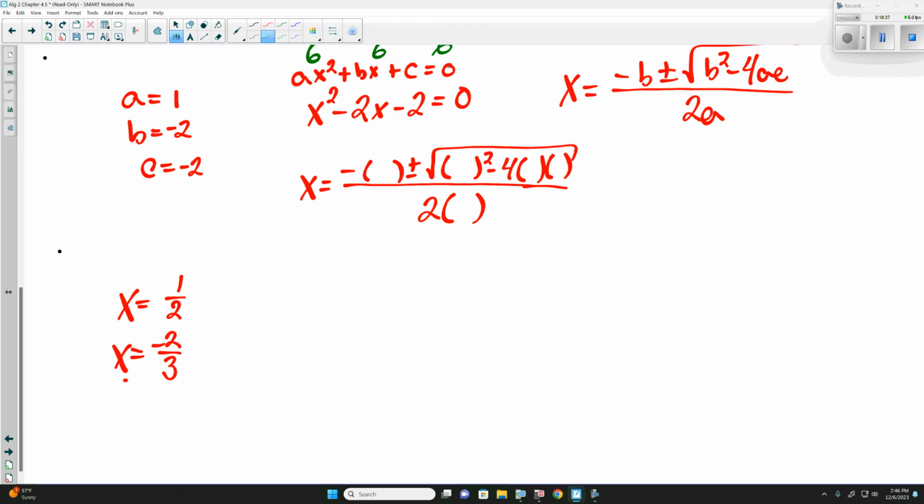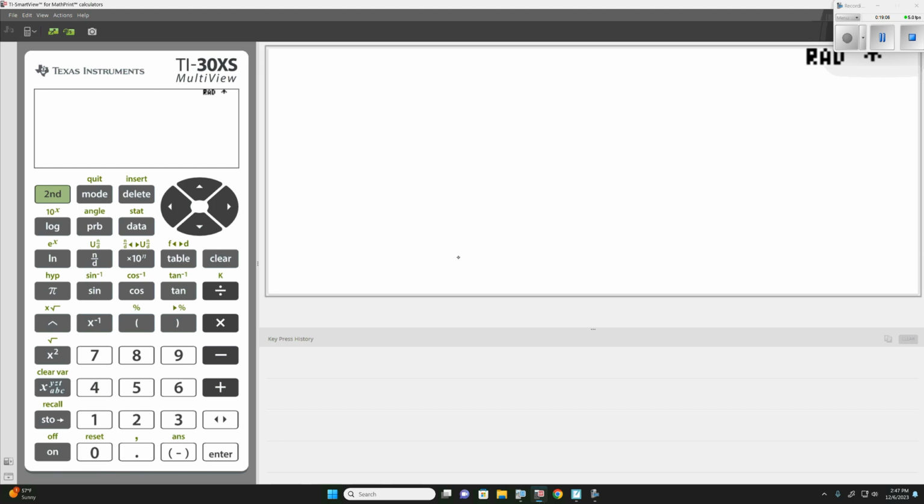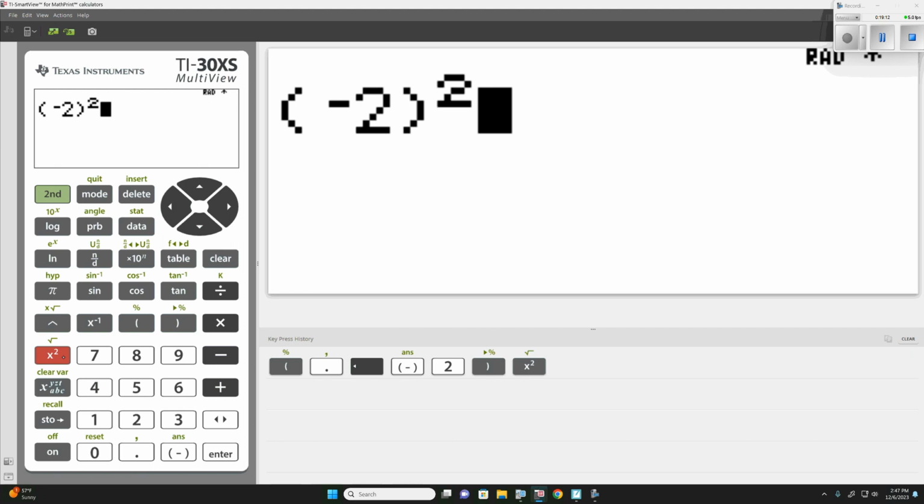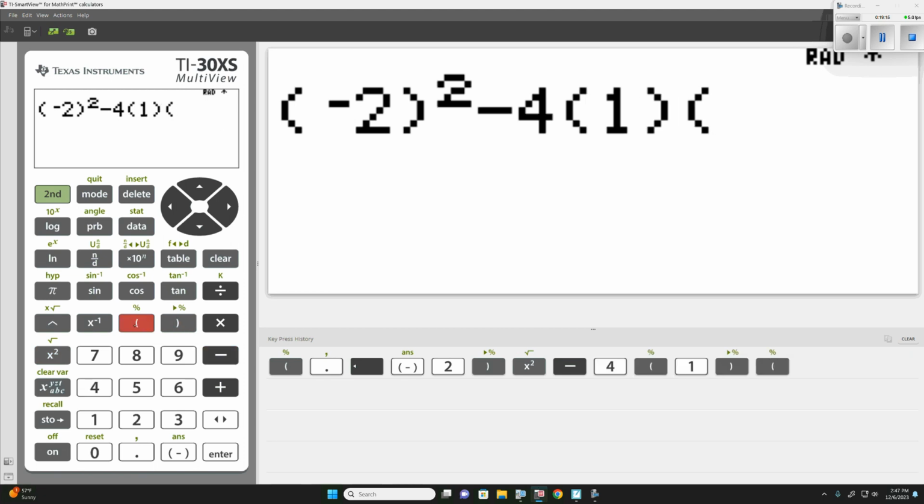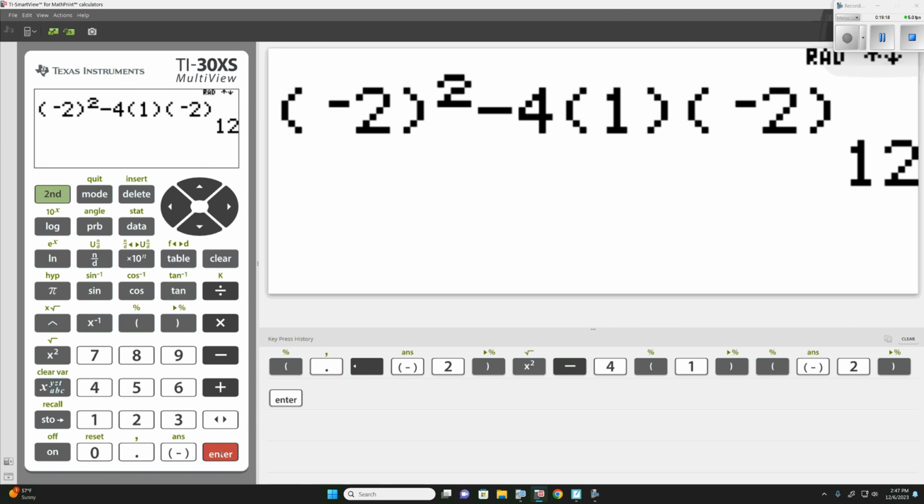So we could plug in the value of b, so negative b would be negative negative 2. Inside the radical, b squared would be negative 2 squared, minus 4 times a, so times 1, times c, negative 2, all over 2a. Now our negative negative 2 is positive 2. The denominator, 2 times 1 is 2. Inside the radical, I just plug it into the calculator. Negative 2 squared minus 4 times 1 times negative 2 is 12.